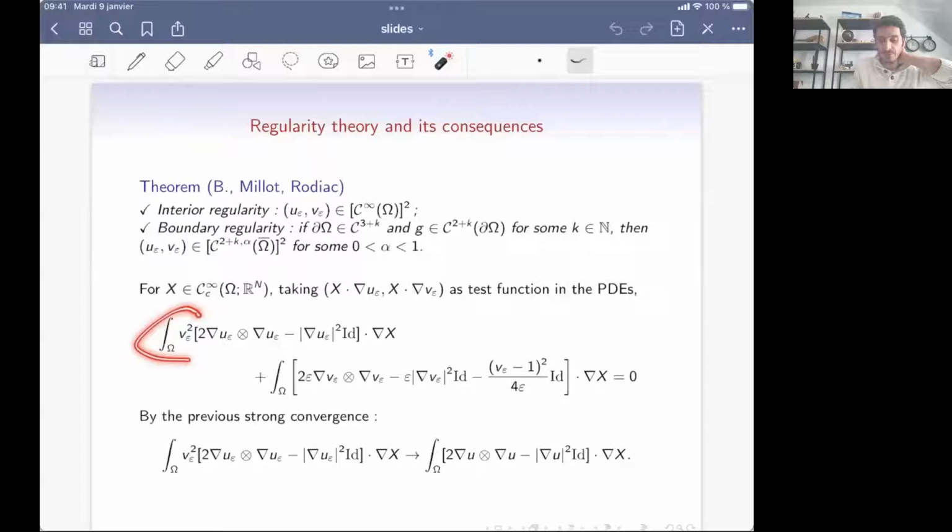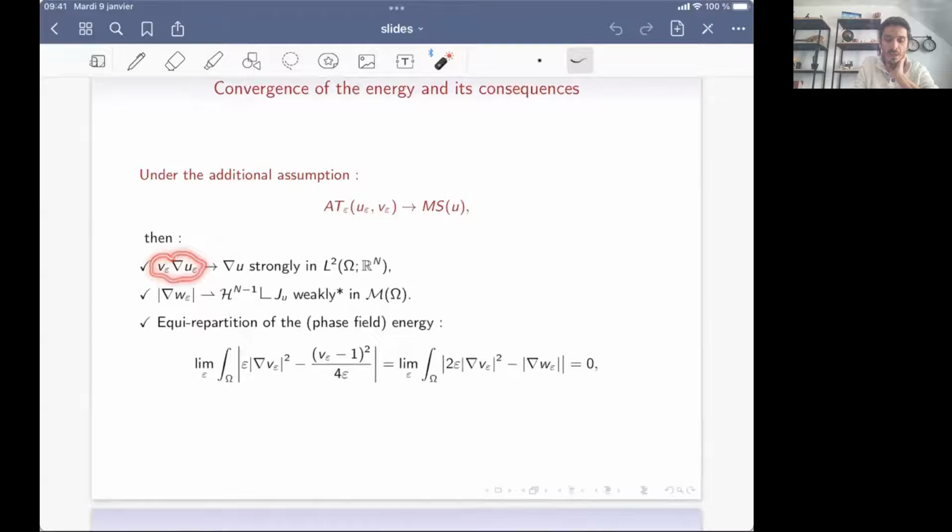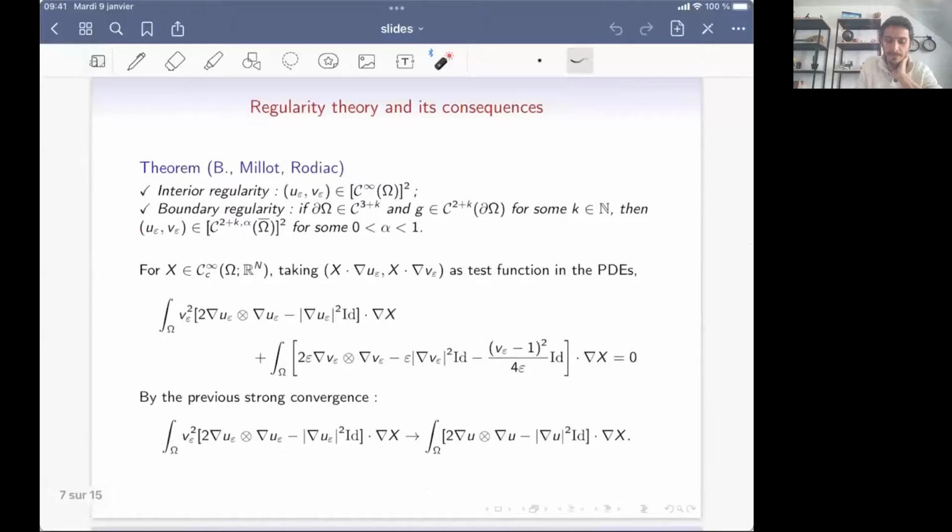And then you want to pass to the limit in both terms. So the first term, which involves the gradient of U epsilon, is now easy to pass to the limit because we know from our assumption that we have strong convergence of grad U epsilon to grad U. So thanks to the strong convergence, you can pass to the limit in this first term, which is rewritten here, and you get that it converges to the analogous one when epsilon tends to zero. And of course, the main difficulty consists in passing to the limit in the phase field term here, because it is this term which makes the jump set appear. Okay, and this is where the difficulty is concentrated.